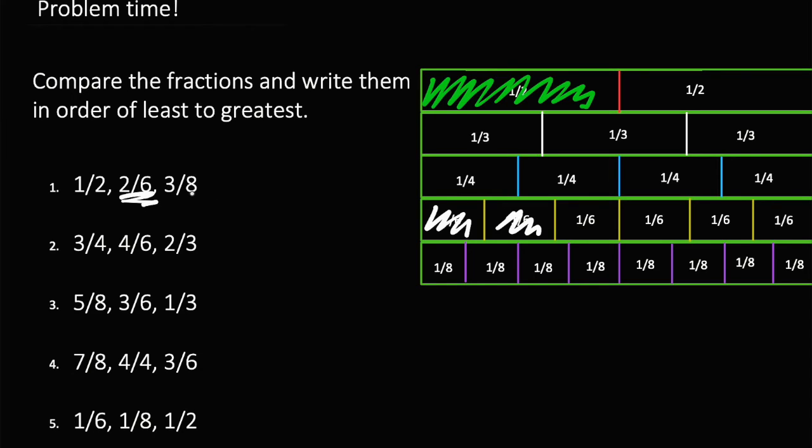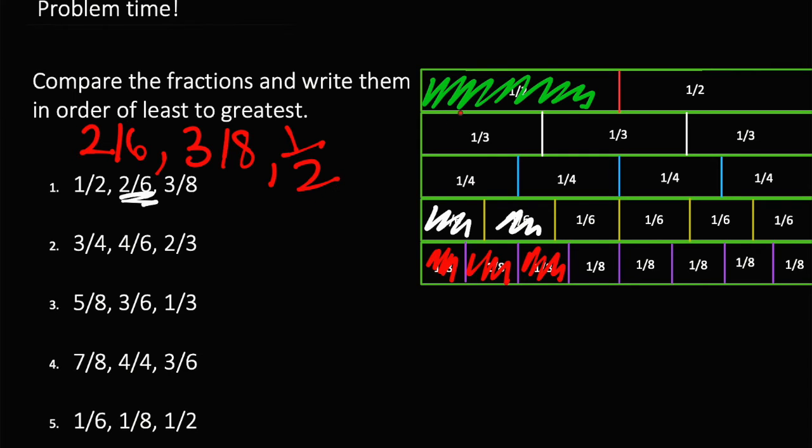So now we can look at 3/8. 3/8, like we showed earlier, is going to be in the eighths pile, and we're going to be shading in 3 of them. So here we can see that 3/8 is bigger than 2/6. And we also see that 1/2 is bigger than 3/8. So that means 2/6 is the smallest fraction, 3/8 is in the middle, and 1/2 is the largest fraction. So that's how we can use fraction strips to show this.